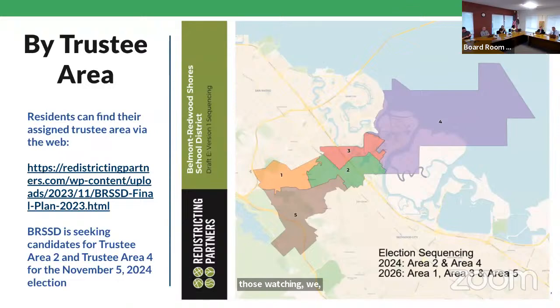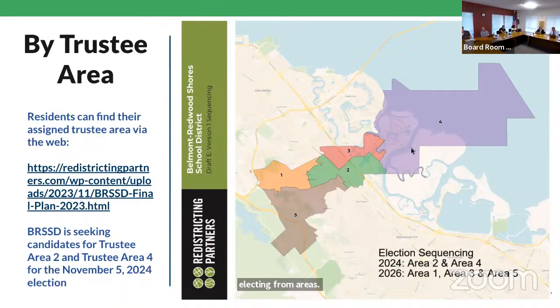We did transition to by-trustee election. All of our current board members were voted at large. So as we go through this transition, we'll be electing from specific areas of the district. In 2024, we'll be electing from area 2 and area 4.